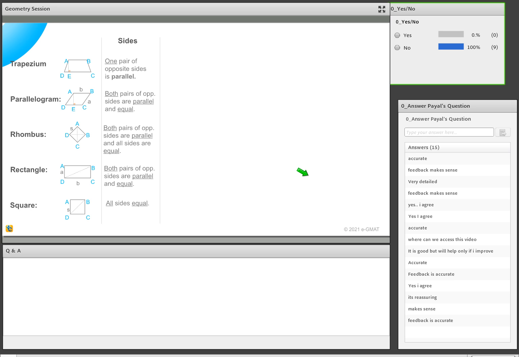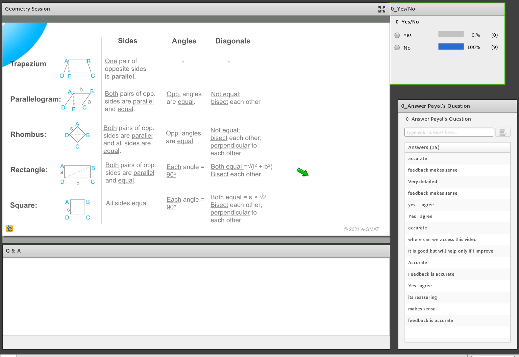Over here, again, trapezium, one pair of opposite sides is parallel. Again, I don't want to read through this. You need to be absolutely clear about the properties as they pertain to sides of quadrilaterals. Again, angles, parallelogram, opposite angles are equal. Rhombus, opposite angles are equal. In rectangle and square, each angle is 90 degrees.